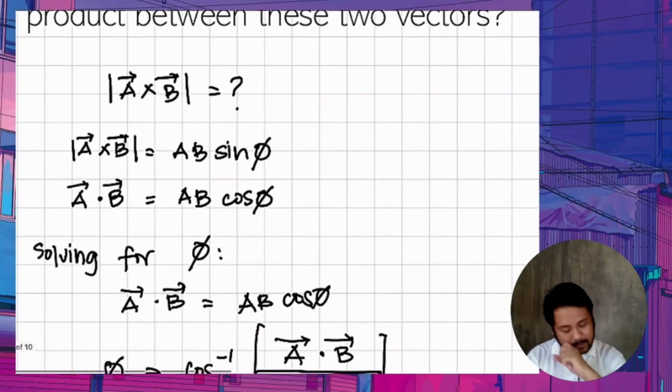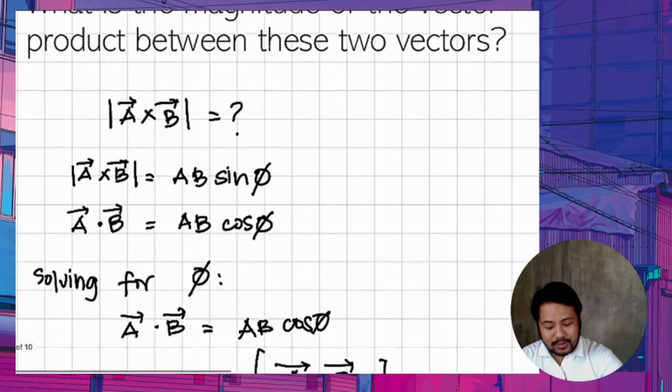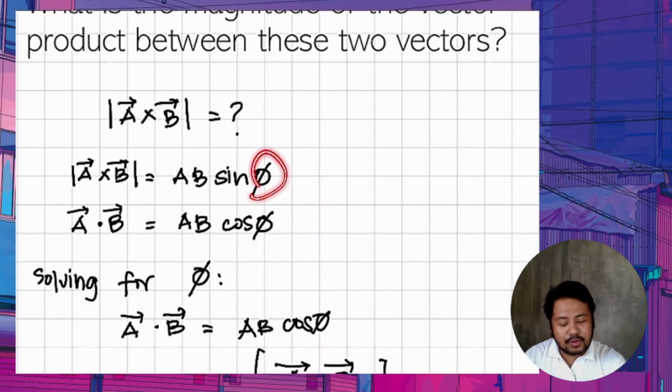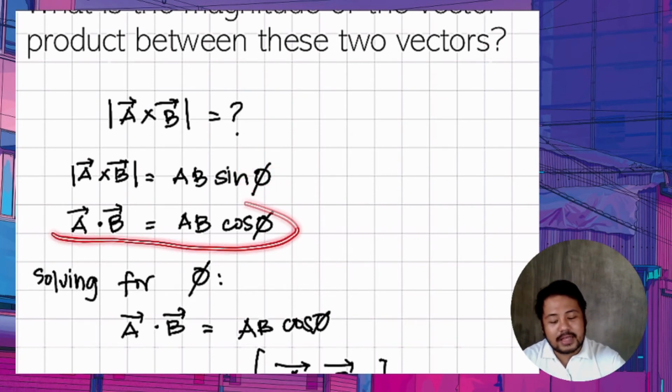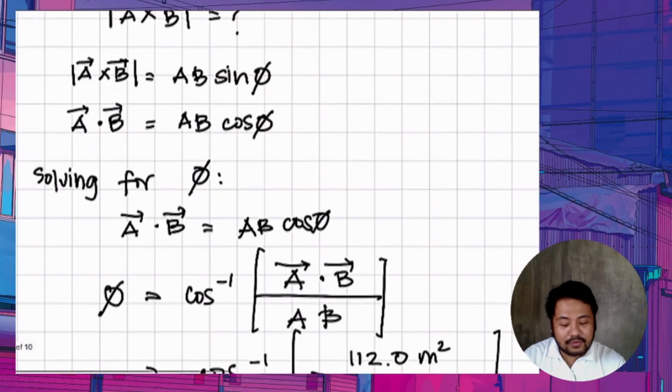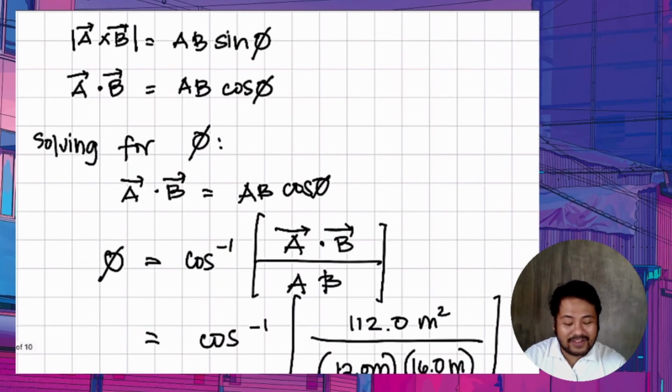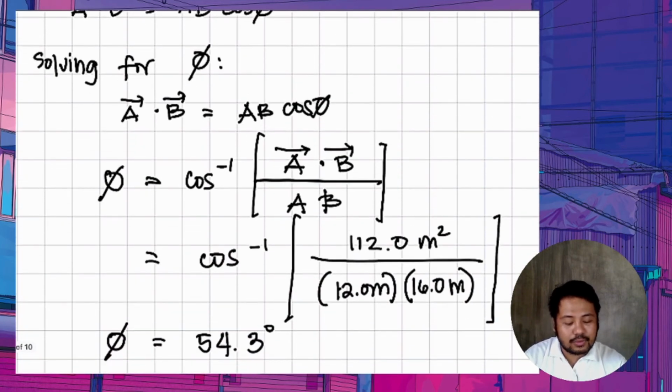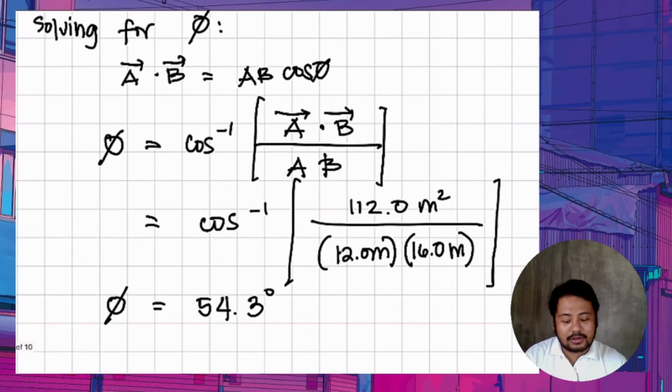We have to solve for phi first. We need the angle between our two vectors because we already know A and B, but we don't have the angle. We could get the angle phi using the dot product. A dot B is AB cos phi, so phi is arc cos of the magnitude of A dot B over AB. That's 112 meters squared over 12 times 16. Using your calculators, you'll get the angle between the two vectors, and that is 54.3 degrees.